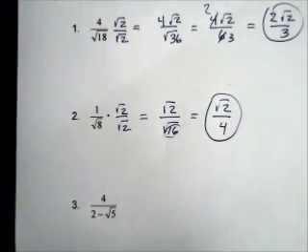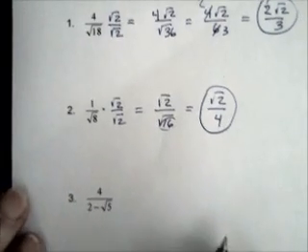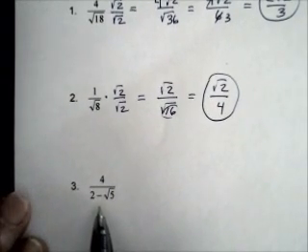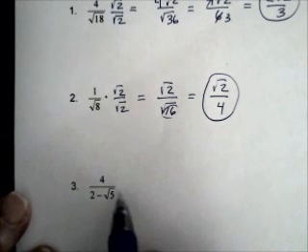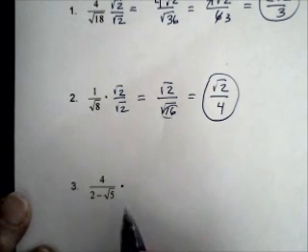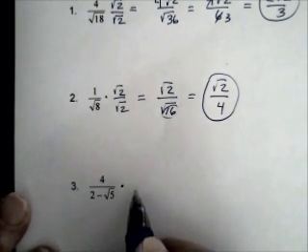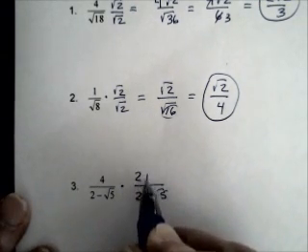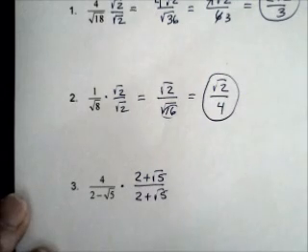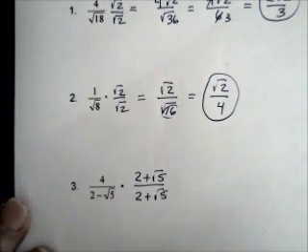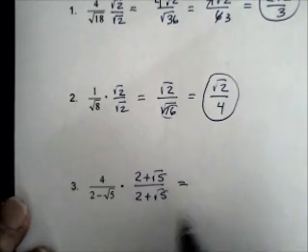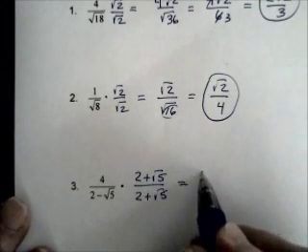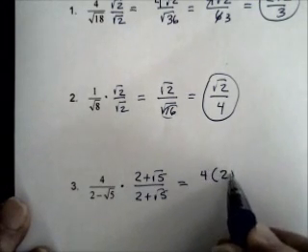Number 3, our denominator is a binomial, so we'll multiply by the conjugate of 2 minus the square root of 5, which is going to be 2 plus the square root of 5. So we're multiplying by 1 in the form of 2 plus the square root of 5 over 2 plus the square root of 5. I'll hold off and just write this as 4 times 2 plus the square root of 5.